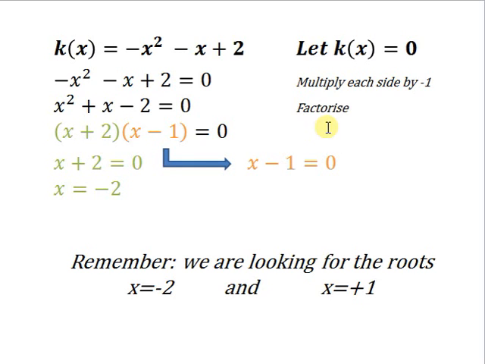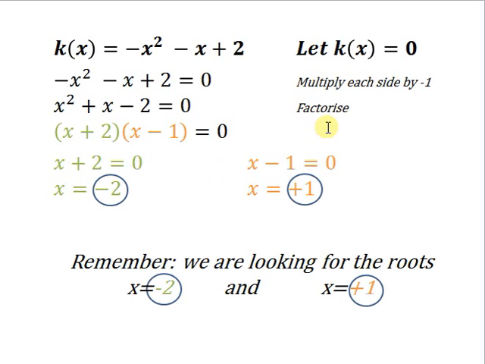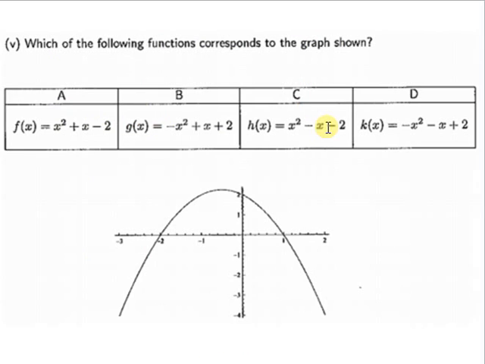Now for the final time, we let the second factor equal to 0. So we found that x is equal to plus 1. So let's take a moment to check our roots here. So here they are, and they match up. So now we're sure we're right. The roots match up, and the y-intercept matches up.